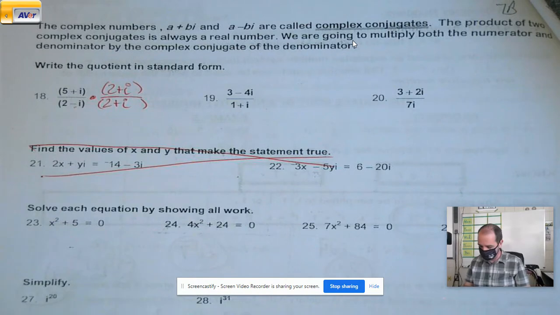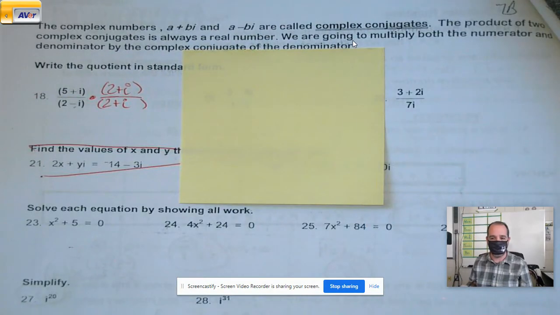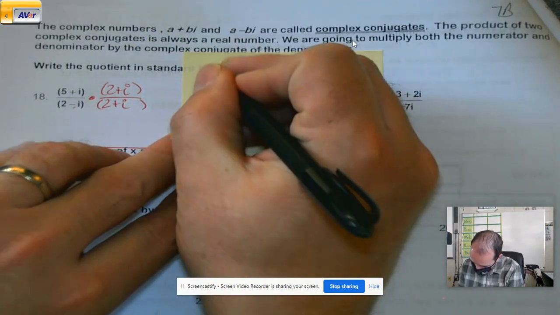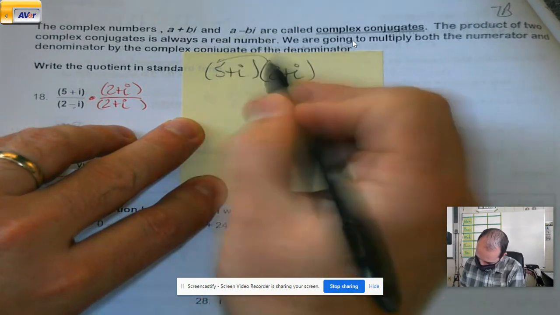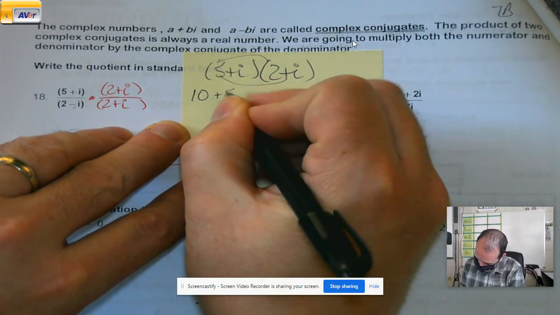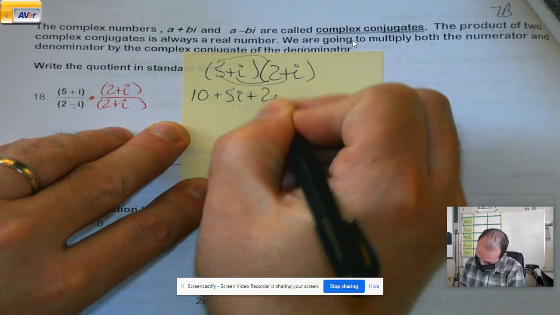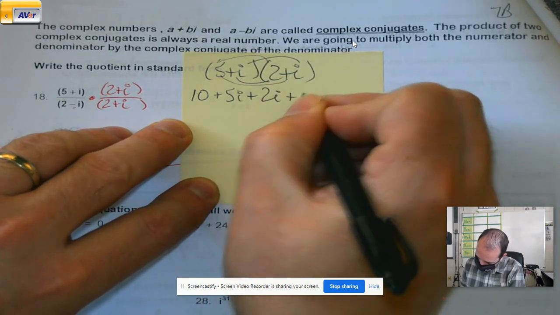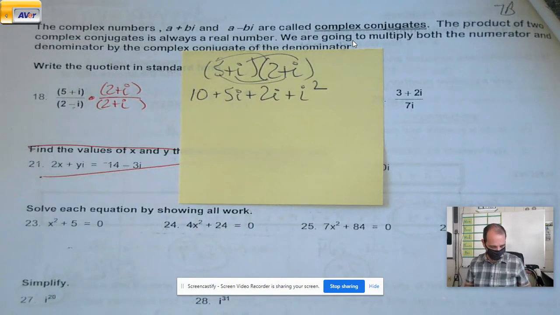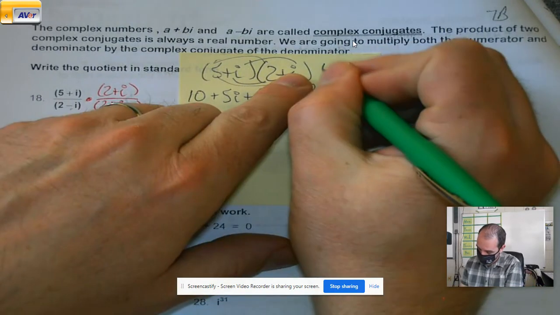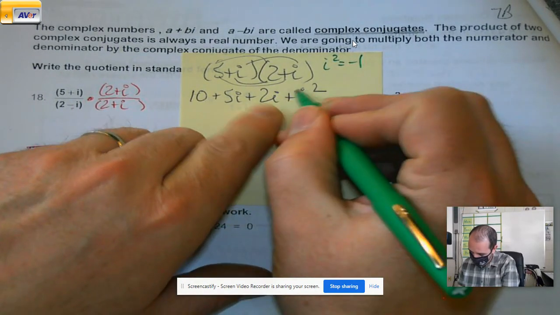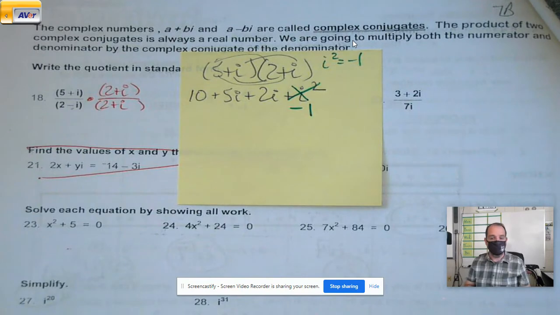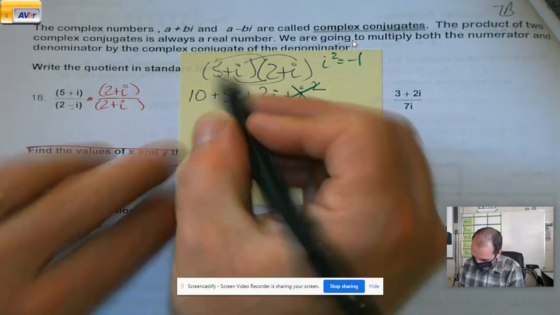So I'm going to do a little side work here. So 5 plus i, 2 plus i. We get 10 plus 5i plus 2i plus i squared. Quick reminder from the last lesson: what does i squared equal? -1. That makes it a lot easier when I go to combine like terms.